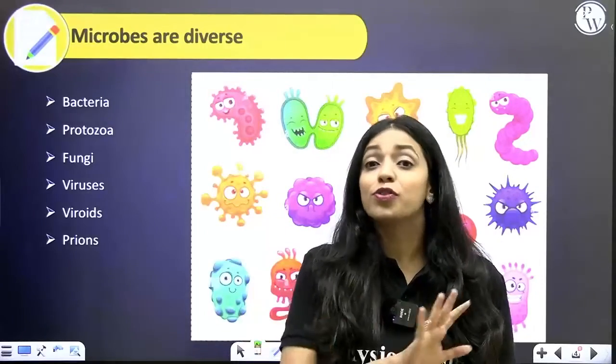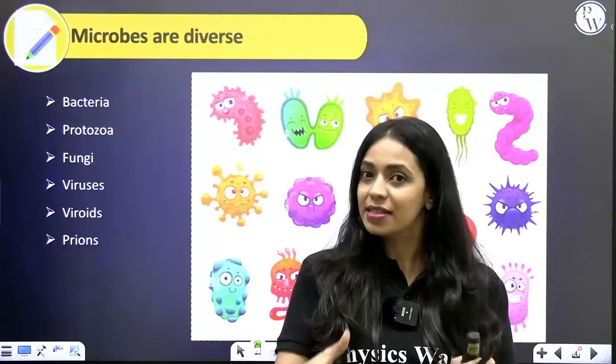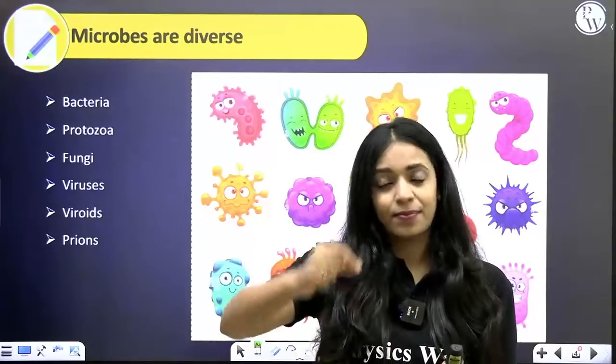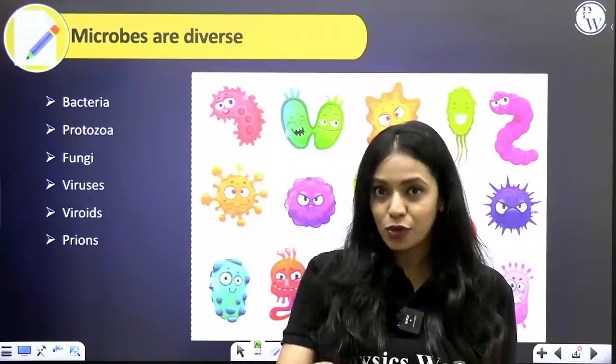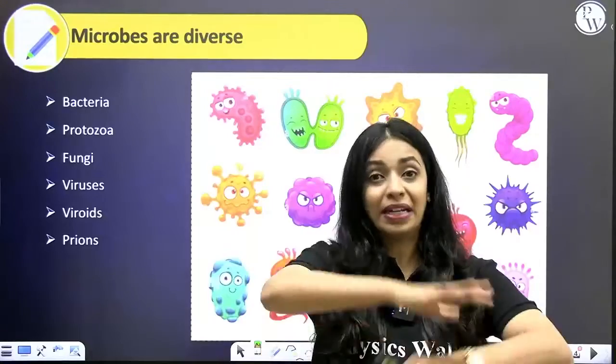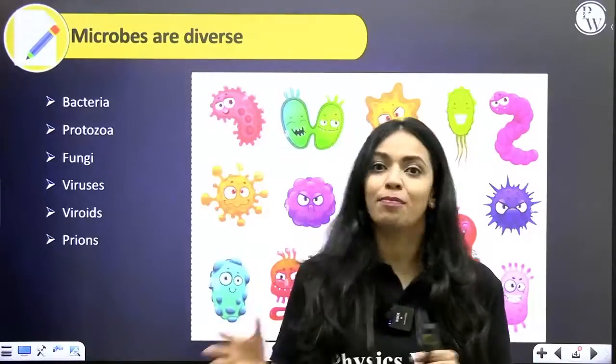So microbes are of so many different types. The only thing that unites them all together is that we cannot see them with our naked eye. Unless you put it under the microscope, you will not be able to see them. That is what groups all the microbes together. But in that group, you find so much variety. That is what we mean when we say microbes are diverse.